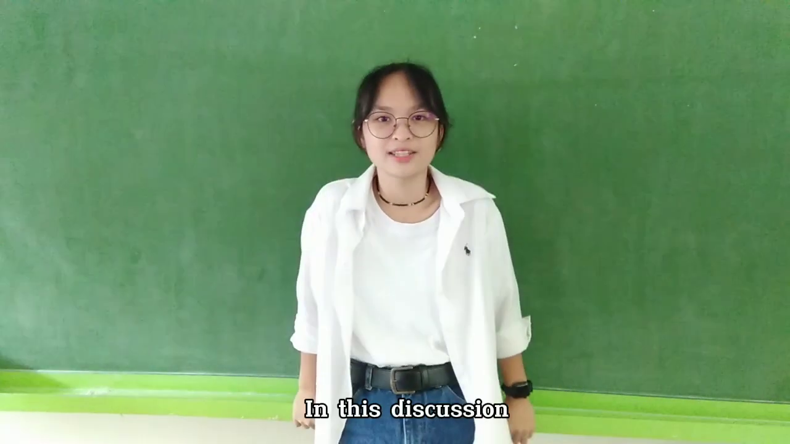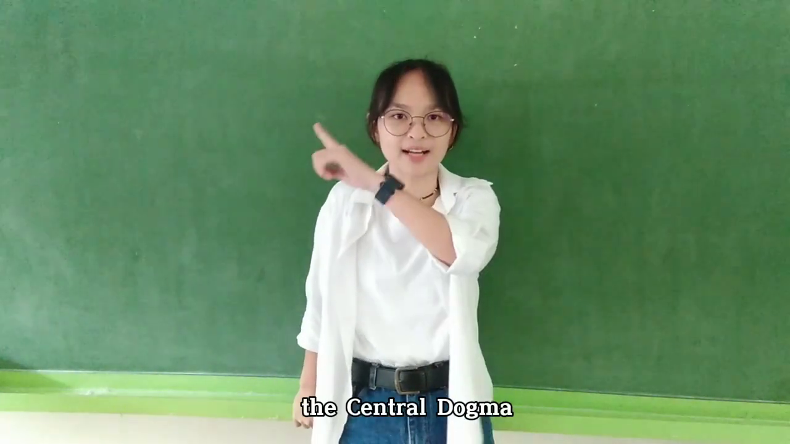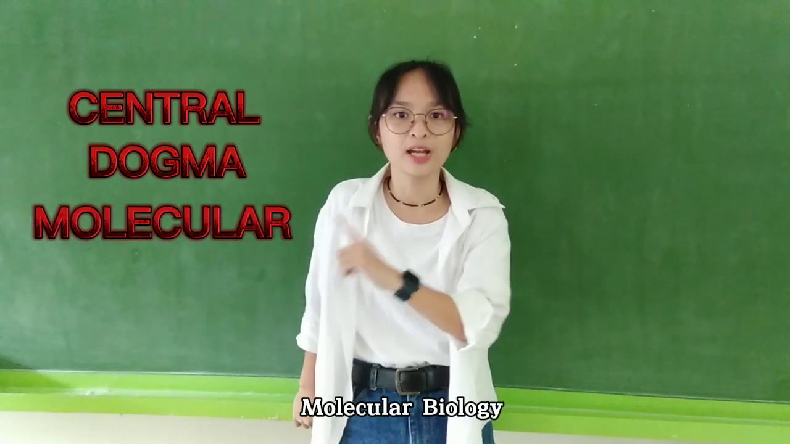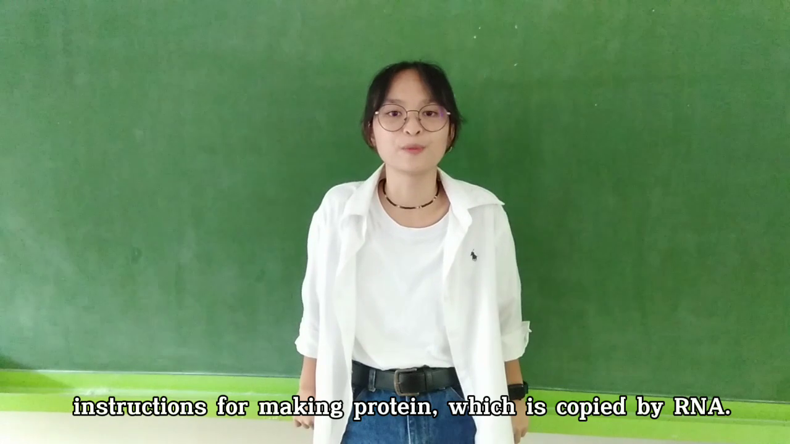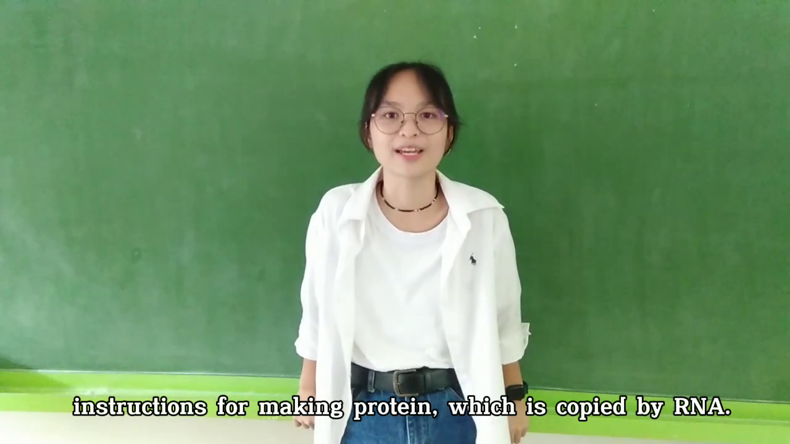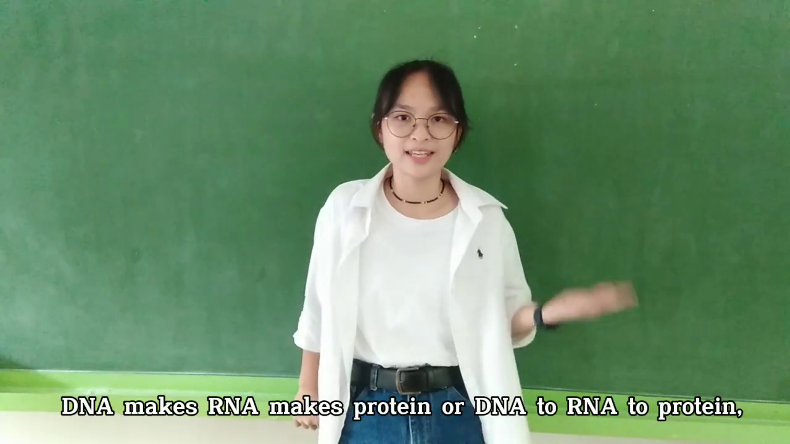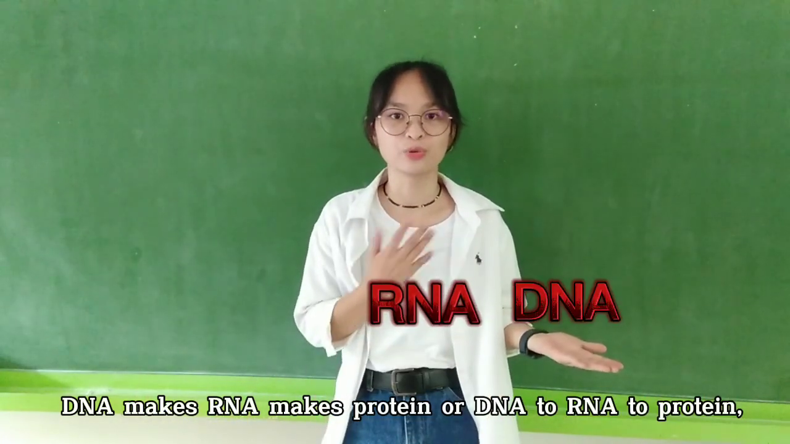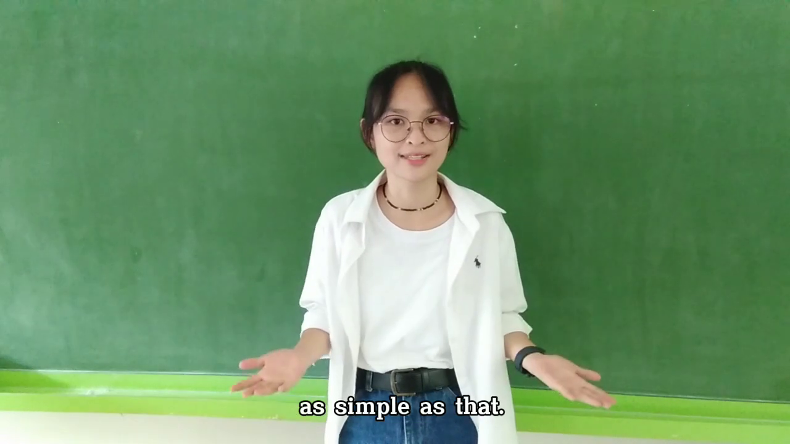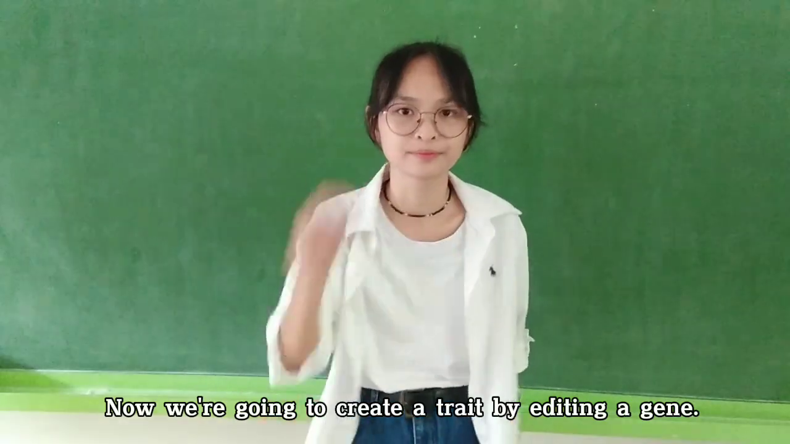Now you know. In this discussion, we will learn the mechanism of protein synthesis. The central dogma of molecular biology states that DNA contains instructions for making protein, which is copied by RNA. Then RNA uses the instructions for making protein. The summarization of it: DNA makes RNA makes protein, or DNA to RNA to protein. Simple as that. Now we're going to create a trait by editing a gene.